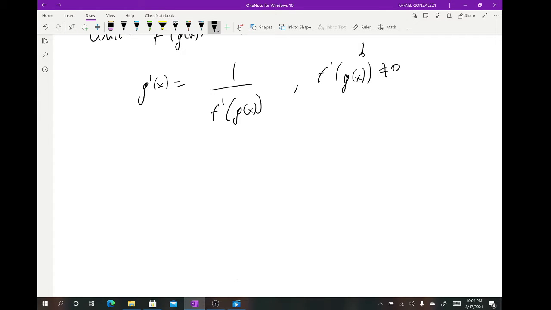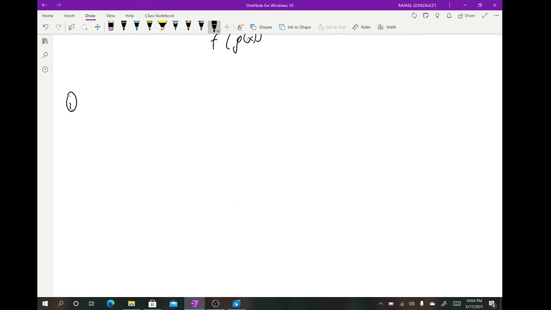All right, let's continue with an example. So, example number 1. Let f of x be equal to the square root of x minus 4. We want to find two things.